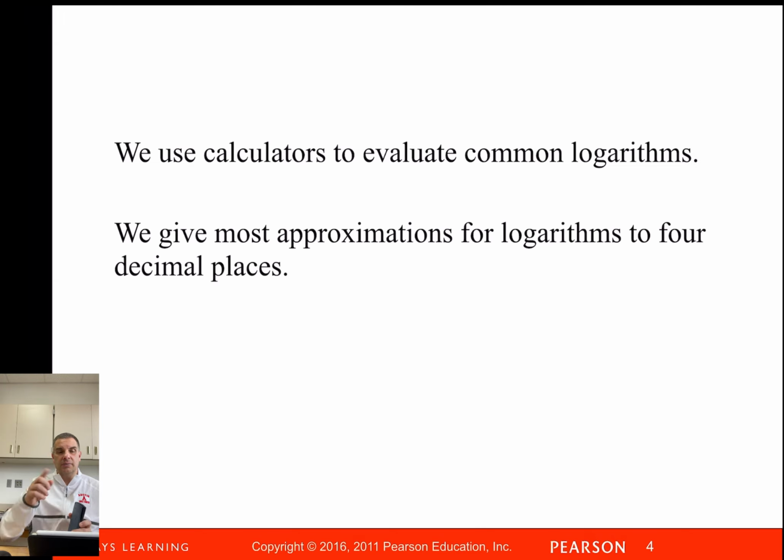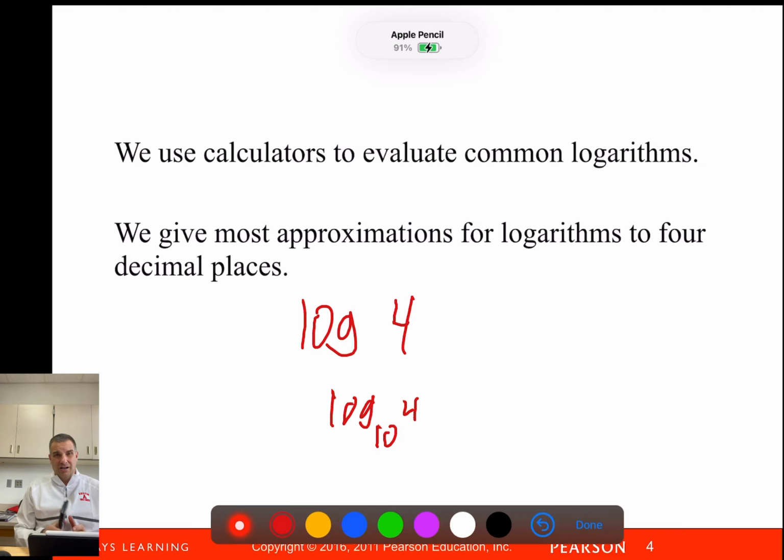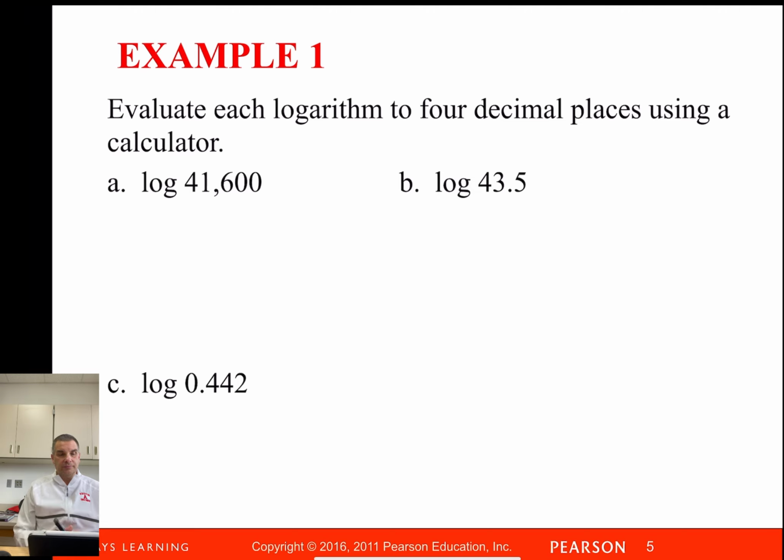But we talked about it a little bit the other day, and I had you actually find some of these. Anytime you see something like log of 4, that means log base 10 of 4. That's what your calculator understands. Your calculator understands things with log bases of 10. Okay, so we're going to work on evaluating them today.